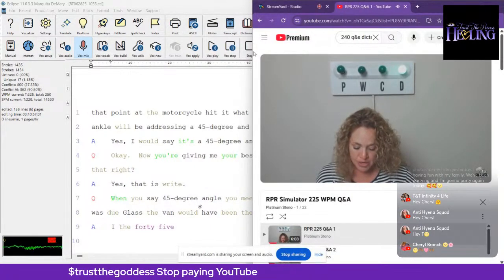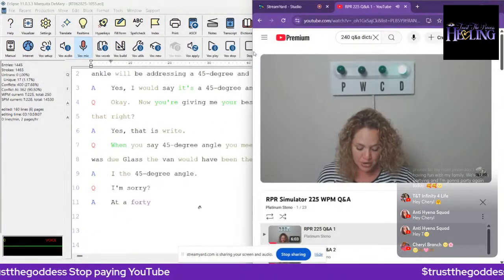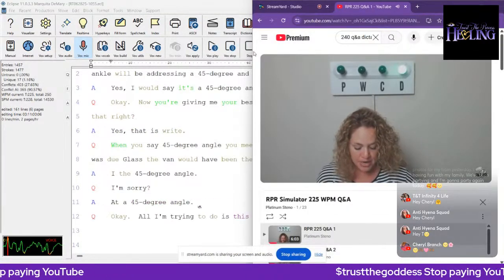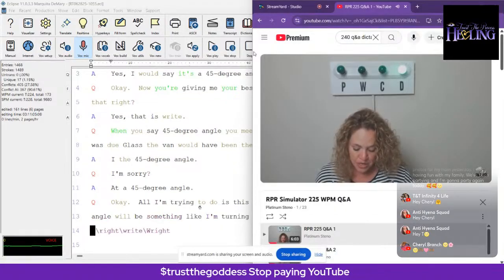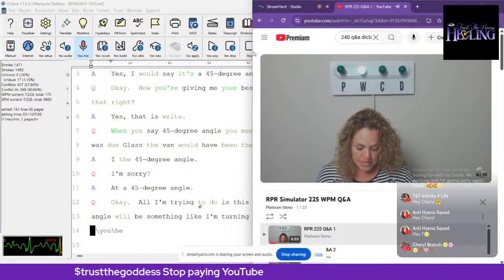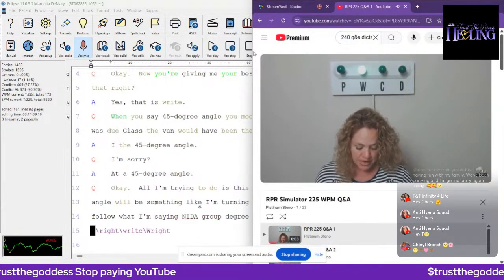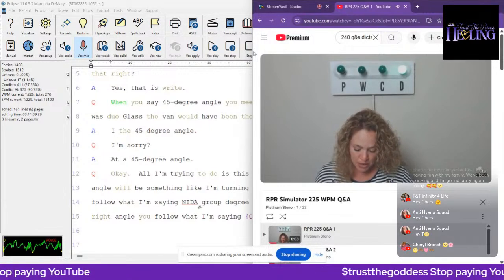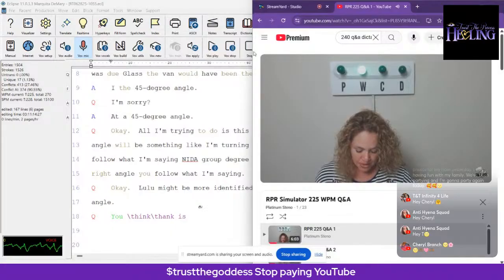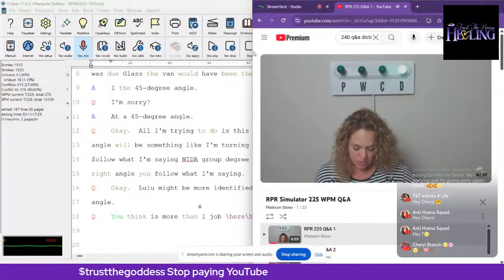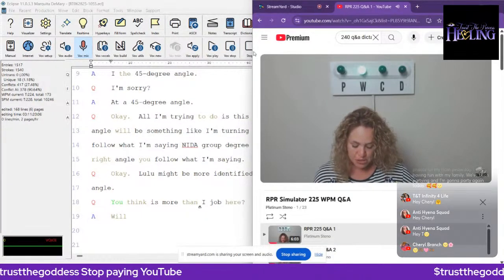Okay, all I am trying to do is this. A 45-degree angle would be something like I'm drawing right here. You follow what I am saying? A 90-degree angle would be a right angle. You follow what I am saying? Okay, so it might be more than a 45-degree angle. You think it was more than what I've drawn here? It would be more. I'm sorry, I'm terrible at math. That's okay. Do you think it was more than? But I don't really know how much more.